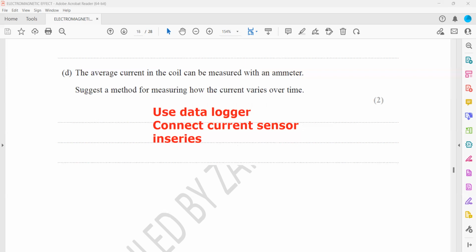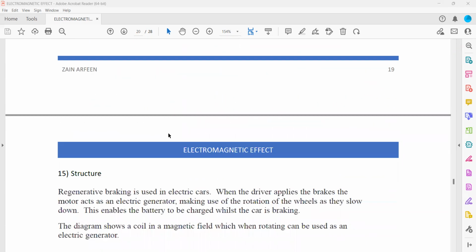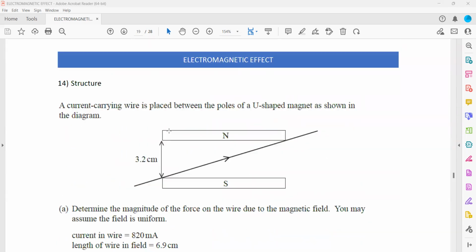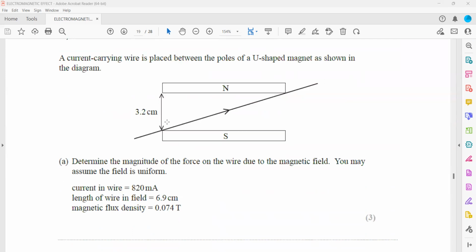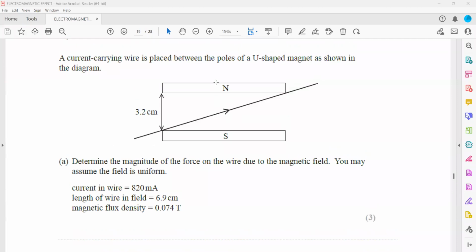So this was question 13, part D. Then we have question 14. The current carrying wire is placed in a magnetic field between U-shaped magnets. Determine the magnitude of the force on the wire due to the magnetic field. You may assume that the field is uniform. So we have the formula F equals BIL. The length of the wire in the magnetic field is shown.